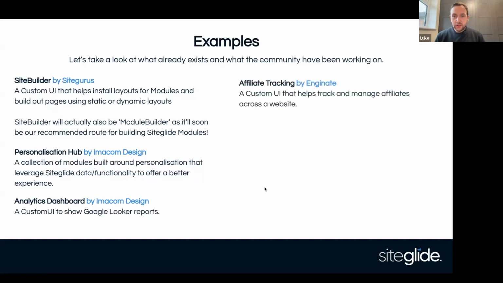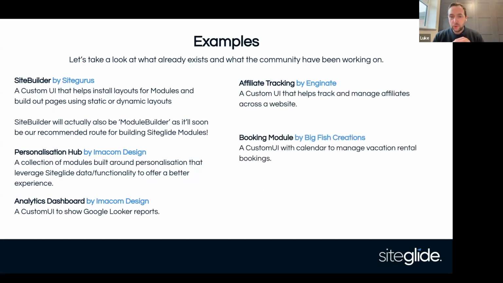And then Devon's affiliate tracking module, he released a video on that recently in Discord. If you've not seen it, worth having a look, but I'll quickly show that one off as well. Next up, Michael is going to quickly show his booking module. That's a great example as well. Both of these are examples of how you can use custom UI to simplify the management back end. So I think looking at those quickly will be really good.